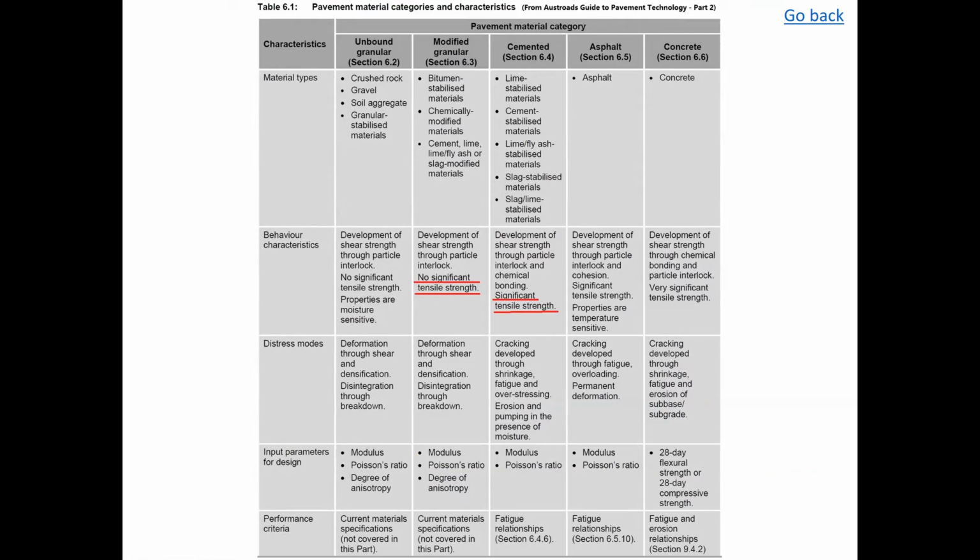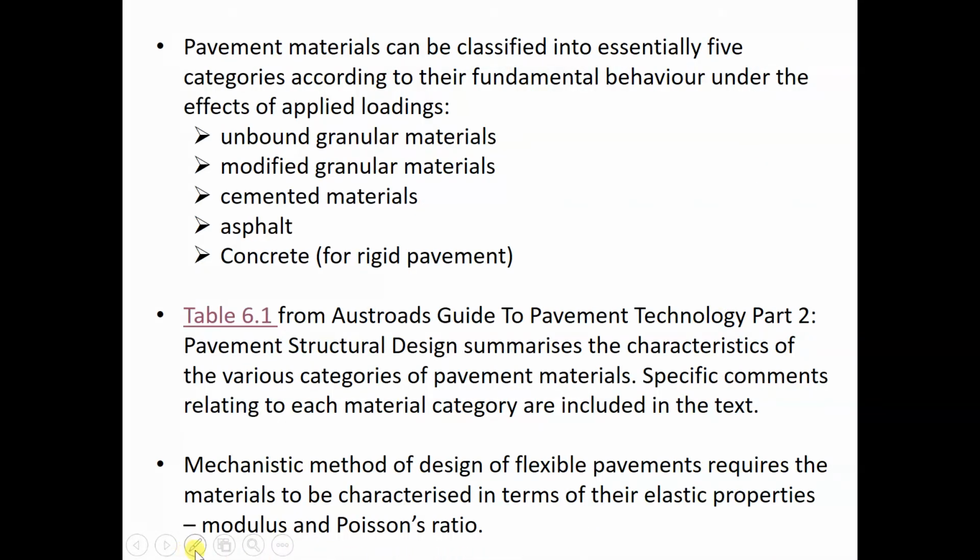Compare if it's modified or unmodified, that means it is unbound. If you add additives, it will significantly increase the strength, so it contributes to the layer thickness. If you modify, you could have thinner layers in some cases. The mechanistic method of design of flexible pavement requires the material to be characterized in terms of elastic properties. So we need to input the modulus and Poisson ratio.